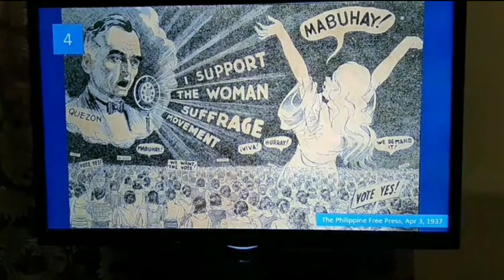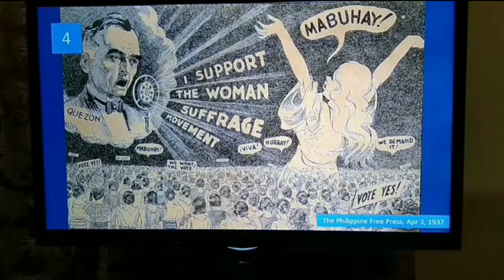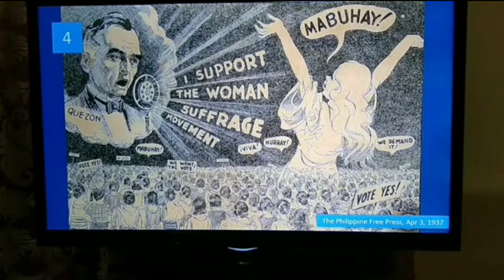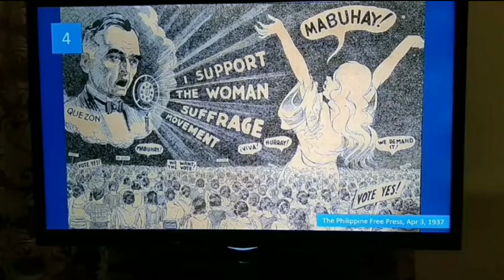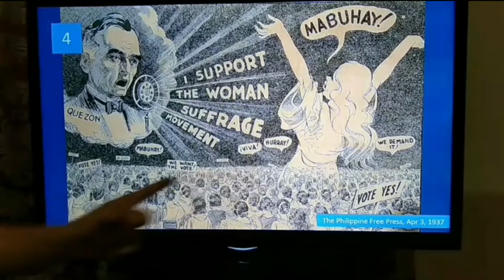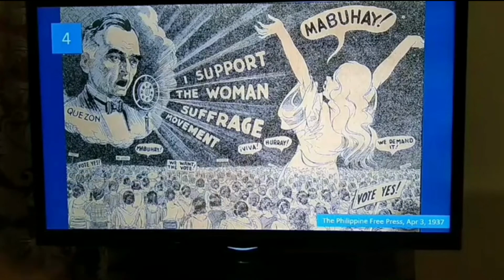Here's another one, coming from 1937, the Philippine Free Press. And you know this character. He's a famous figure, and they even put a tag on his coat which says Quezon, President Quezon. And the message is quite obvious. He says, I support the women's suffrage movement. And then the lady says, Mabuhay. And then there are also some Spanish words here, Viva.